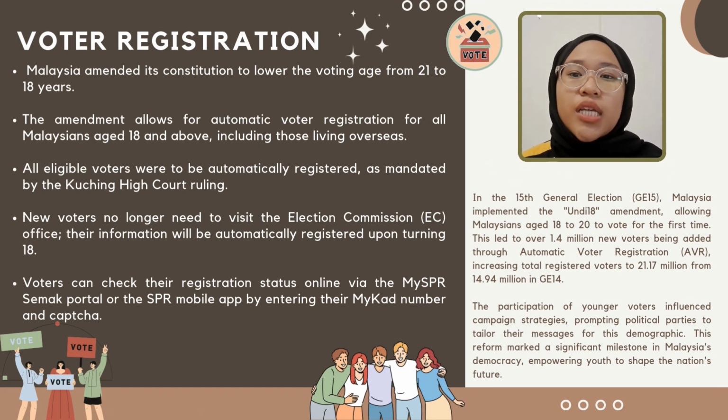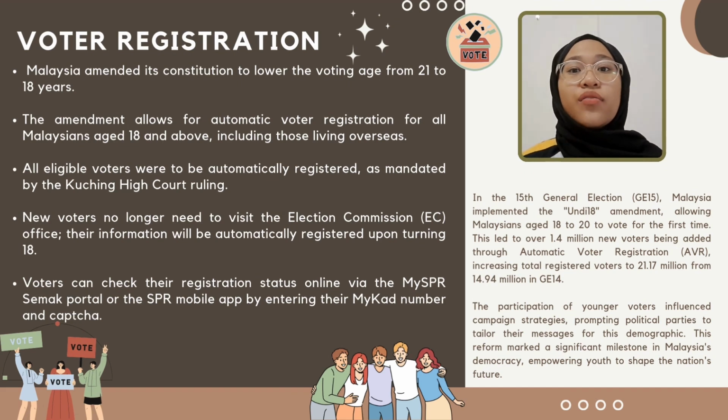New voters can check status online through the MySPR Semak portal, through the SPR mobile app, or by calling the SPR hotline. They need the identity card, MyKad number, and the CAPTCHA to check voting status. Voters will be able to find information about their locality, voting location, and state legislative assembly.